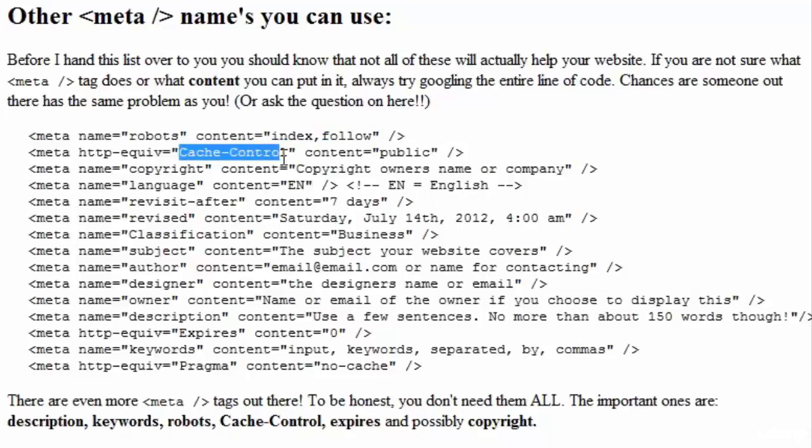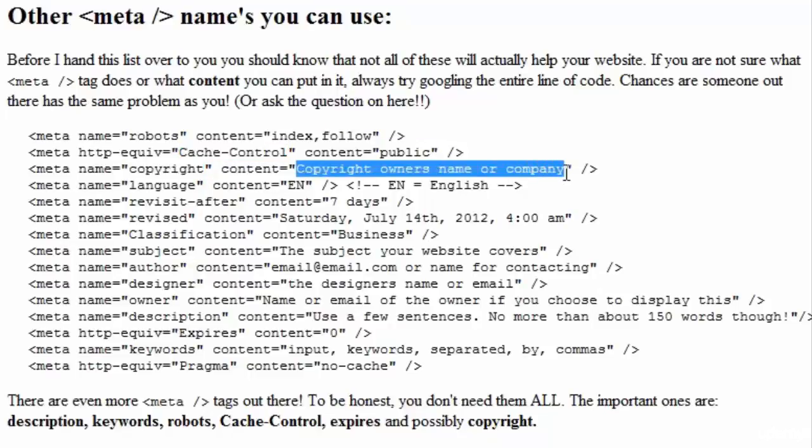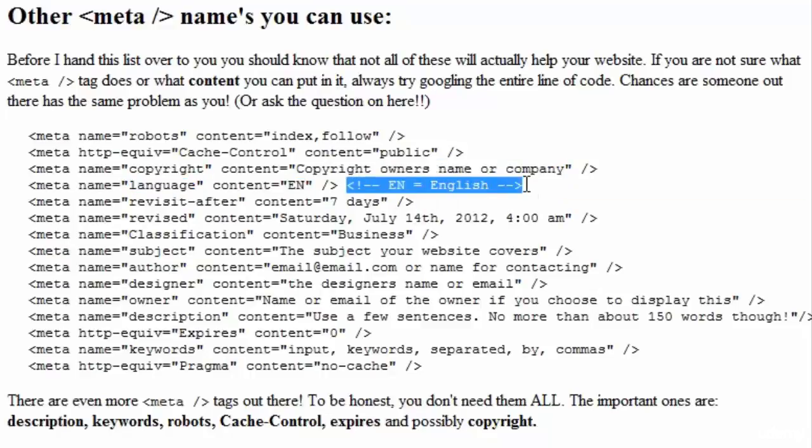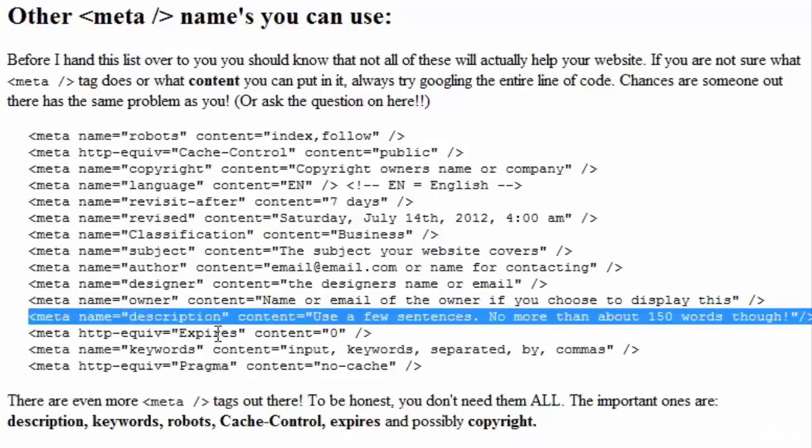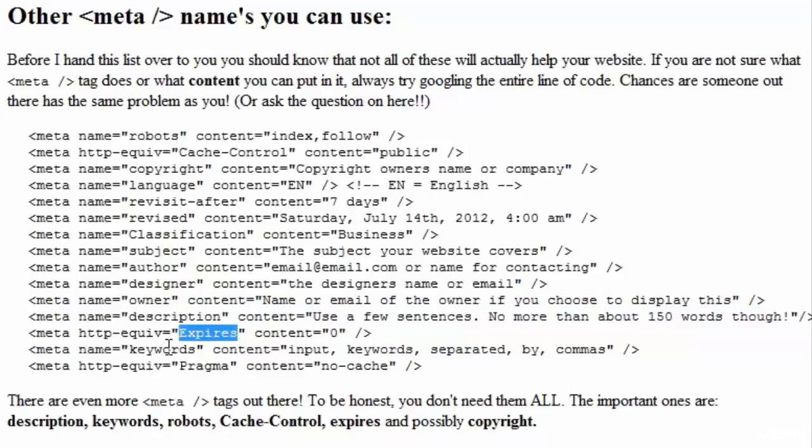Next we have our cache control, copyright. So I guess in here we could write, for this, my name, Caleb. Language, EN. You see here I have an HTML comment, EN is equal to English. Name is revisit after, revisited, classification, subject, author, designer, owner, description, which we went over, when the page expires, some keywords we also went over, and pragma.